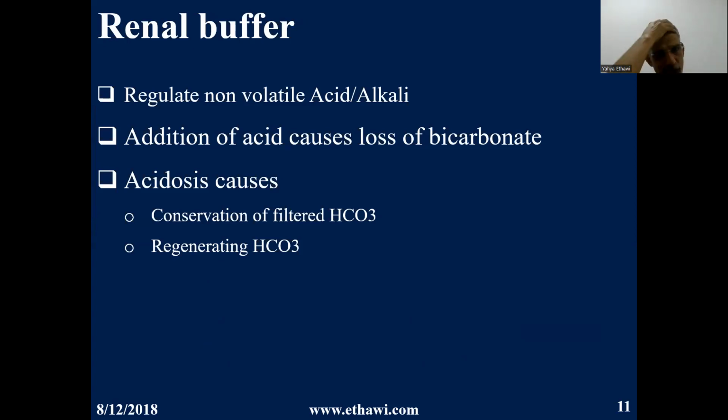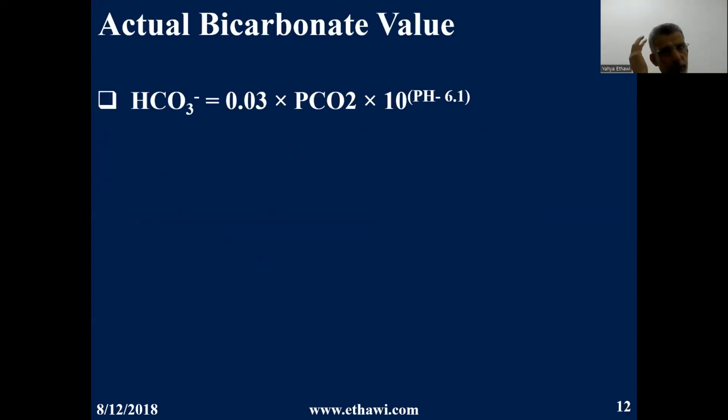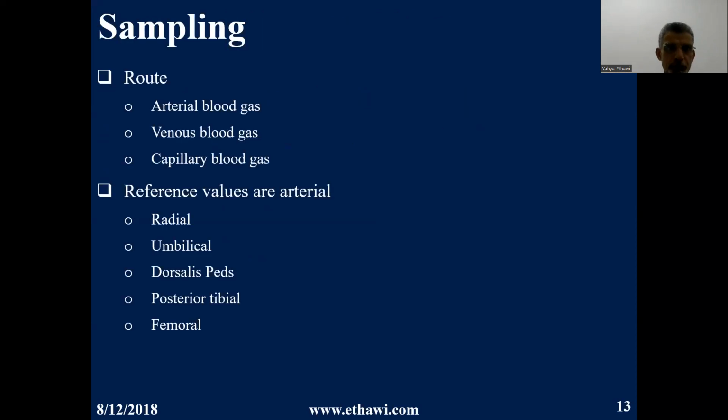The renal buffer is non-volatile. It doesn't deal with gas. It's a non-volatile alkali. It adds acid when we lose bicarbonate. The increase in acid is buffered in the kidney by conserving bicarbonate, so the kidney tries not to lose it in order to correct the acidosis. Or it can form new bicarb. So either it brings back the bicarb from the urine or forms a new bicarb to correct the acid. And this is the equation. I don't want you to memorize it, it's not important.